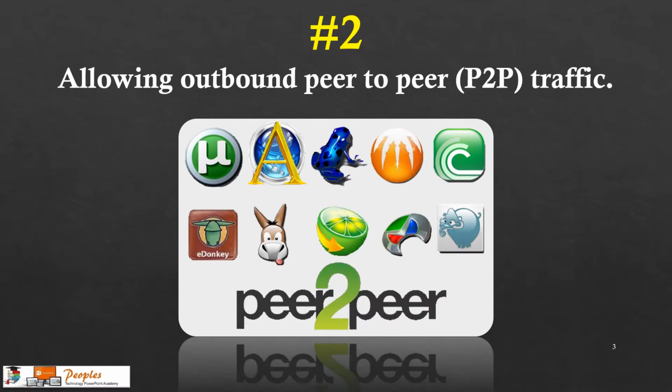The second problem that we found a lot of companies make involving firewalls is, in particular, they allow outbound peer-to-peer traffic. And here we have some examples, like uTorrent, Donkey, and some other torrent sites. So again, we're looking at a similar issue, outbound traffic, but in this case, we're looking more particularly at the peer-to-peer outbound traffic.